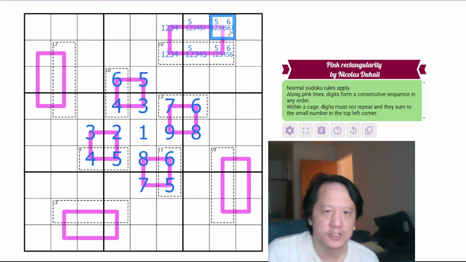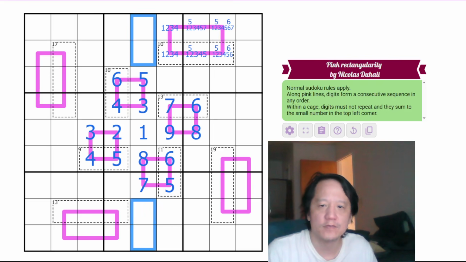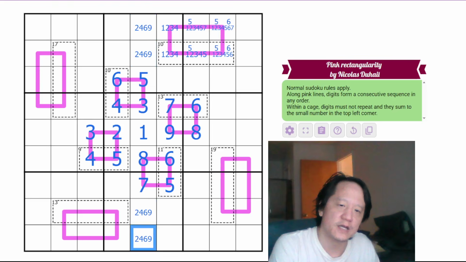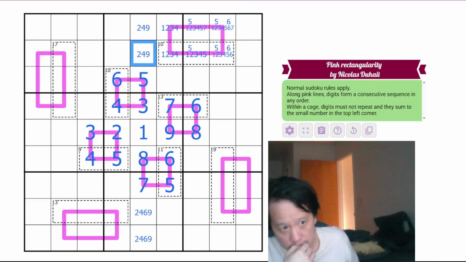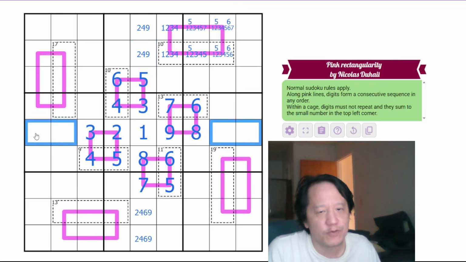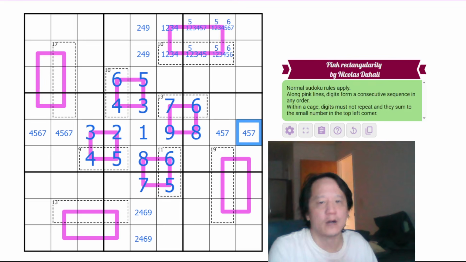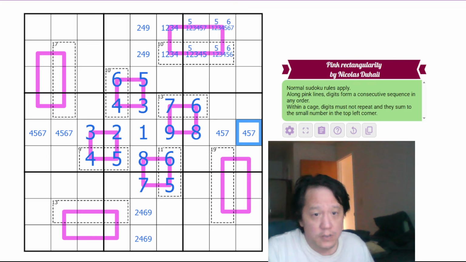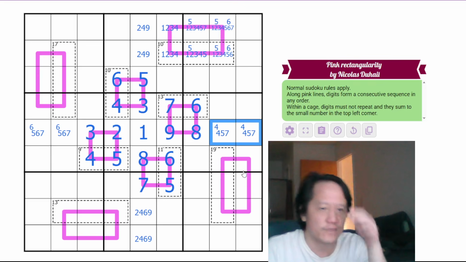But we do know 6 is guaranteed here, 5 is guaranteed here in this box, because 5 and 6 cannot be here because of 5 and 6 in the box. Remaining digits in column 5, we have 2, 4, 6, and 9. No 6 here because of 6 in the box. Remaining digits of row 5, we have 4, 5, 6, 7. So no 6 here because of 6 in the box. 4 cannot be here because of 4 in the box, so we're guaranteed this is 6 and this has to be 4.